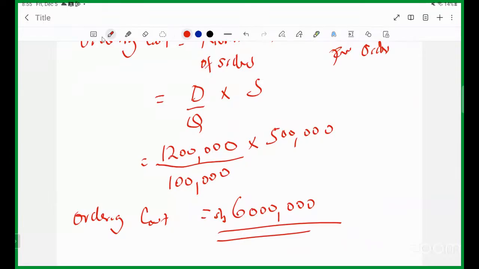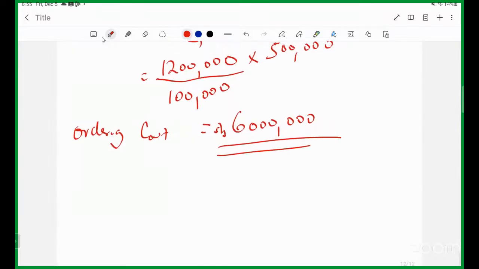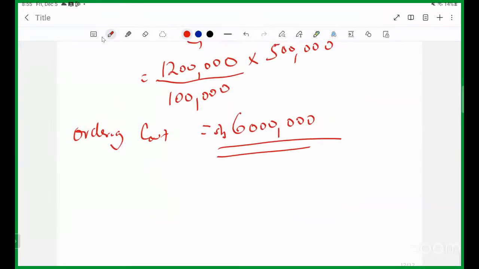Someone is asking, where do we put the buffer? We haven't reached there; we are still computing. But now we have the ordering cost. Now let's go and compute the holding cost, because there are two. Let's compute the holding cost.